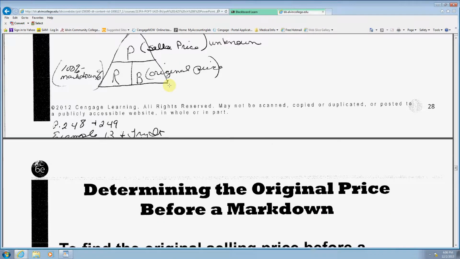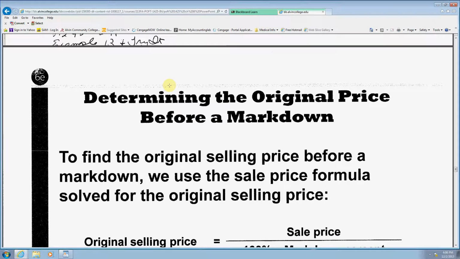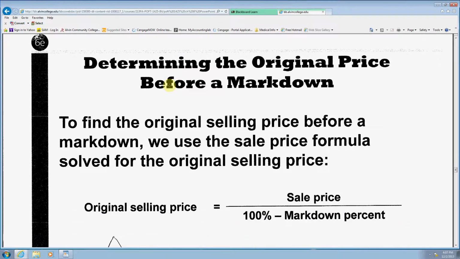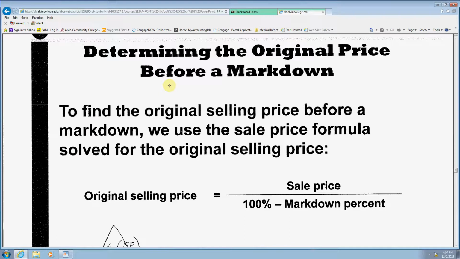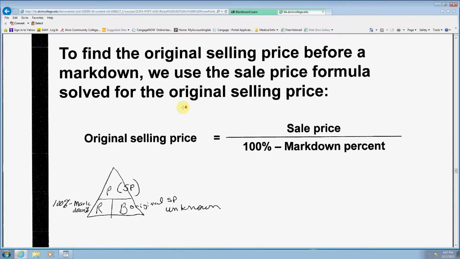Next, we're going to determine the original price before a markdown. To find the original selling price before a markdown, we use the sales price formula solved for the original selling price. So it's the sales price divided by 100% minus the markdown percent. Or again, in our proportion triangle, the sales price is the portion, the original sales price is the unknown base, and then 100% minus the markdown is the rate.